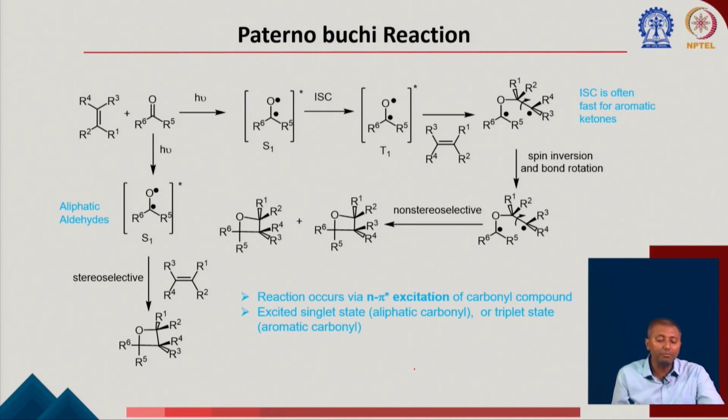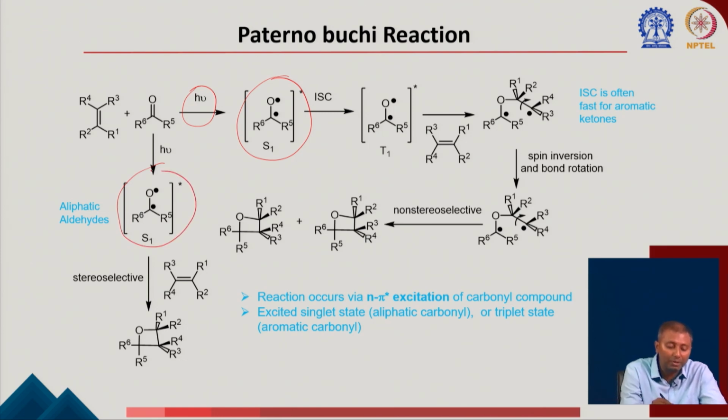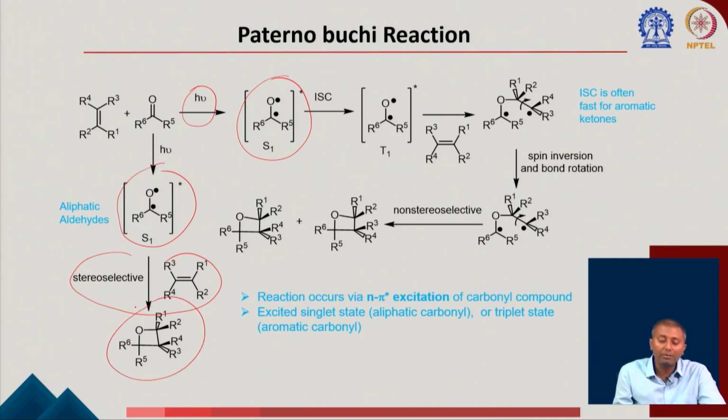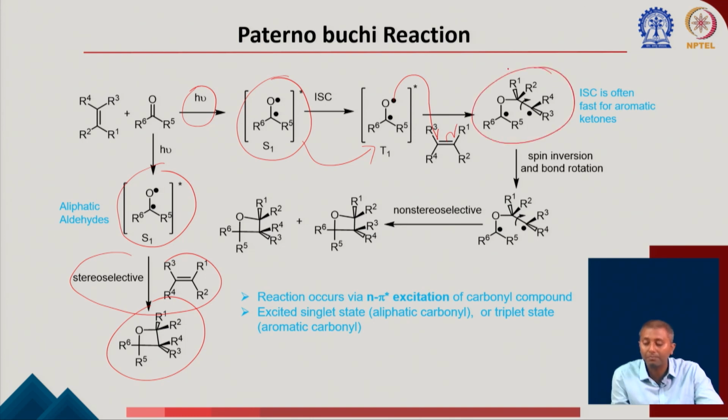As you know, once the n to pi star transition happens in the carbonyl compound, it goes to the excited singlet state. From the excited singlet state, it can directly go for a stereoselective reaction with the olefin, forming the product with high selectivity, or it can go from singlet to triplet through intersystem crossing, and then this radical can add to the corresponding olefin. Now it can form this 1,4-biradical.